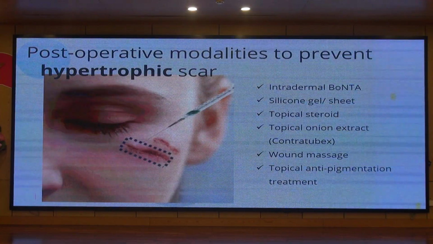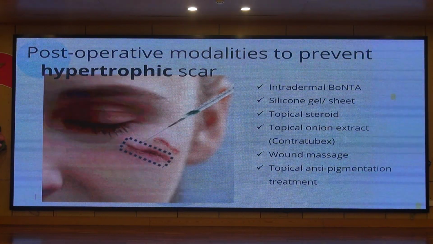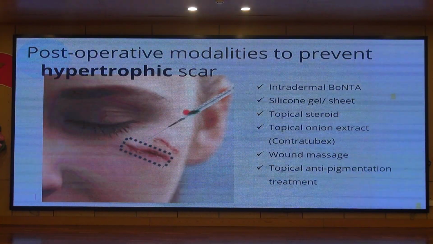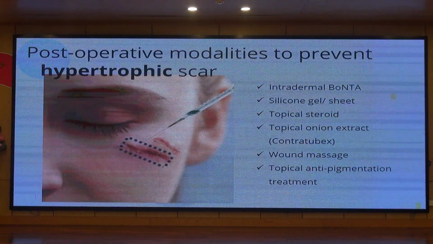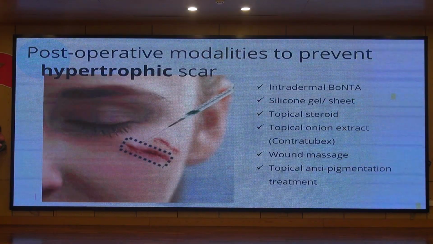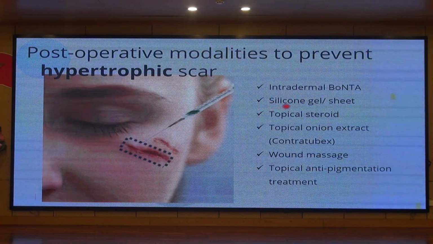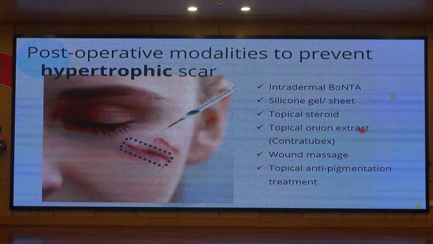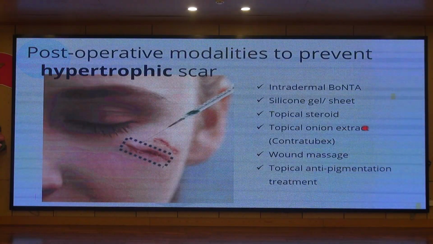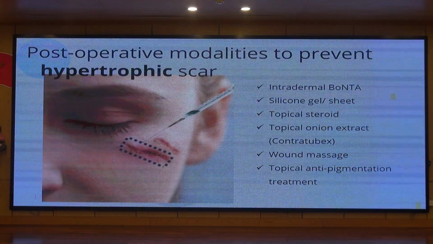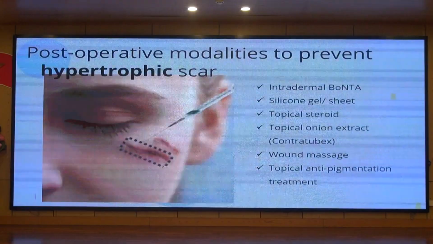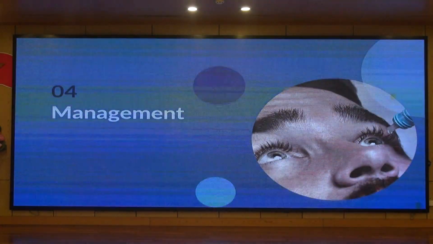And the post-operative modalities to prevent hypertrophic scar: we have a lot of studies on intradermal botulinum toxin right after we have closed the scar, and even when we have a scar, a bad scar. And then we have wound dressing like silicone gel or silicone sheet, and topical steroid, with massage. It is very popular in Vietnam to use topical onion extract, which we know as a contractubex-based ointment, and other things. These are the most popular things we do to prevent the hypertrophic scar.